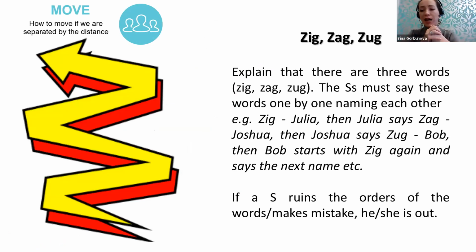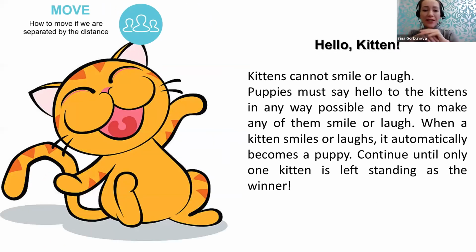This is Zig Zag. If it's the first lesson for a big group, it's like a snowball. Zig, Julia, then the next person says Zig Zag. So they have to add this word to each name. Actually, they start laughing, and it only seems really simple, but no, that's not simple. Hello, kittens.